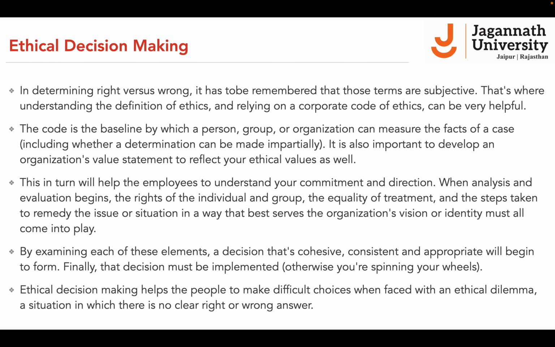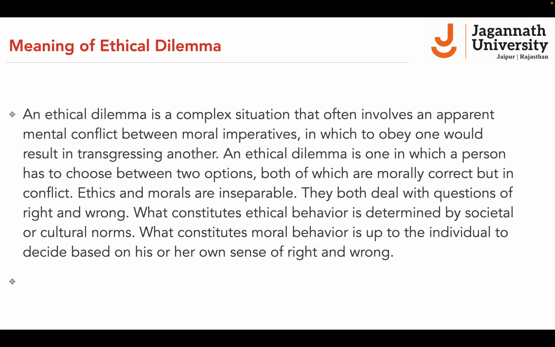There are also different types of ethical dilemma. An absolute or pure ethical dilemma only occurs when two or more ethical standards apply to a situation but are in conflict with each other.